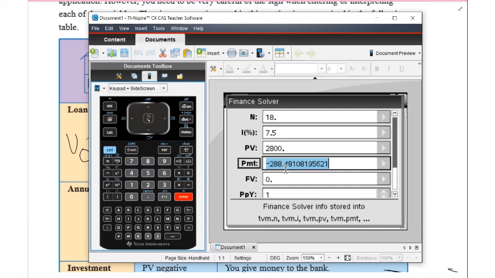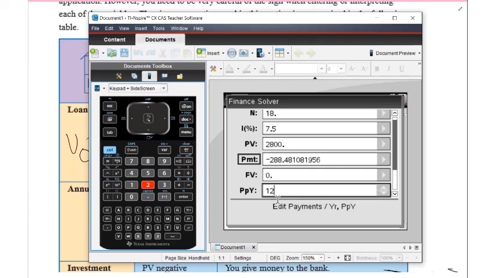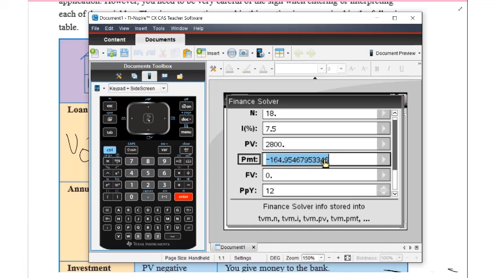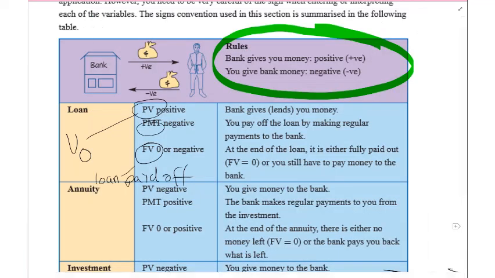I find I've got the wrong answer for some reason. Oh, important point. PPY is 12 months. Let's go back there. That's better. I was going through everything else, and I forgot the payments per year because it's per month, so it's 12 payments per year. Okay, so my payment says negative 164. That basically means, as I said before, the payment being negative means I'm paying money to the bank.